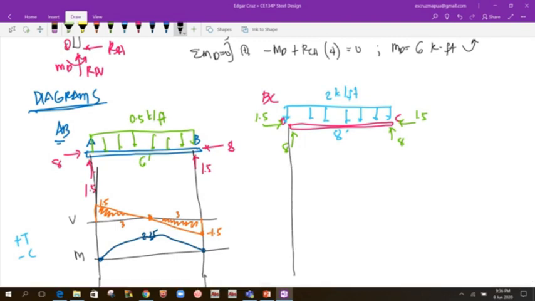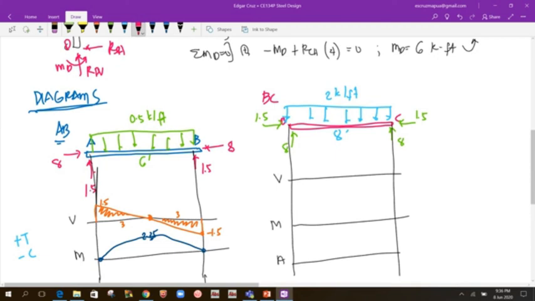So, drawing the shear and moment diagram. Let's start with the shear, then let's have the moment later on, and at the same time, yung compression, yung axial. For the shear diagram, alam naman natin, it would be 8 pataas. Then 8 minus 2 times 8, so that is 16, so negative 8. Then 8 ulit pataas. So, that's the shear diagram.